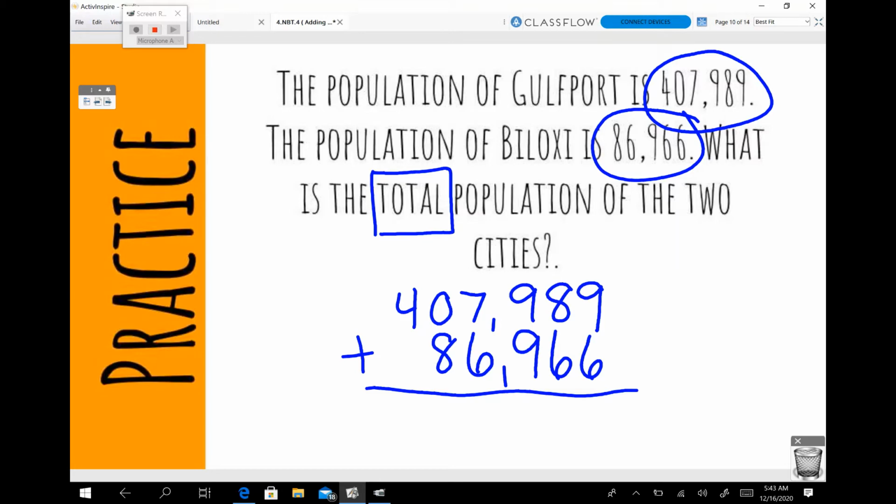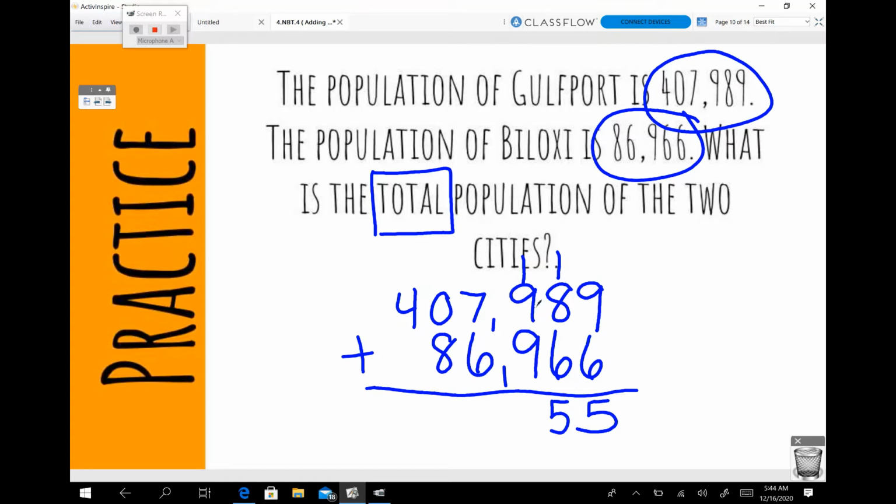Okay, we're going to go ahead and start with our ones column. I have a 9 ones plus 6, which gives me 15. So we're going to solve this the standard way. So we're going to put our 5 ones down and we're going to carry our 10. All right, now I have 8 plus 1 would give me 9. And then 9 plus 6 would give me 15. But remember, this is our tens column, so I'm going to put the 5 down. I'm going to have to carry my 1 over to the hundreds because I can only put one number down.